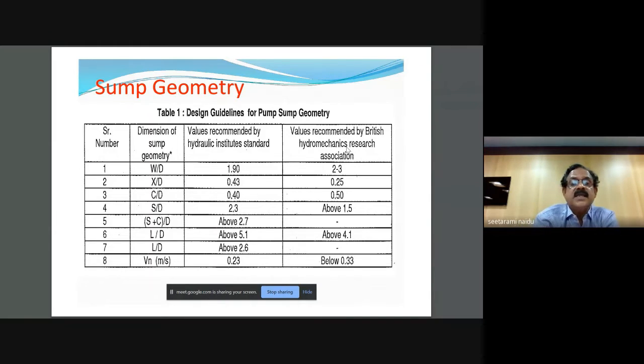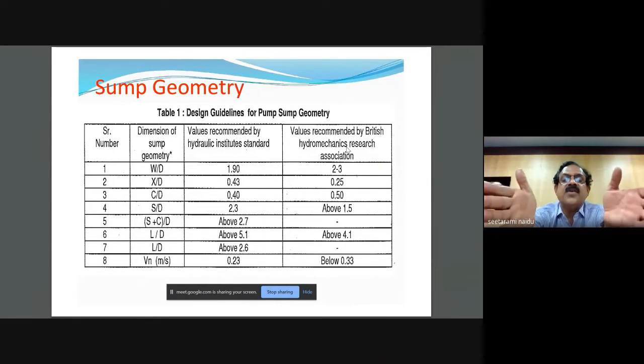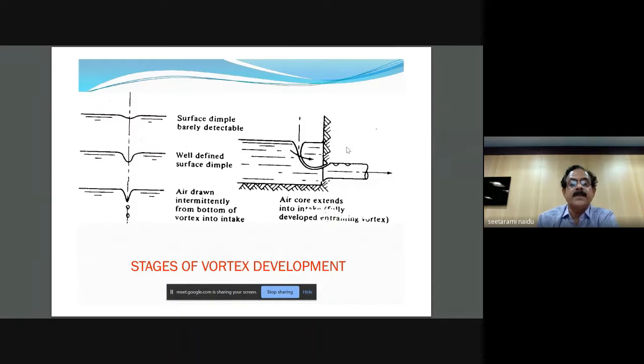The submergence above 2.5 is better. Length can be 5 times the diameter. These are the recommendations from the two standards. If you base the design of a sump on this, there should not be any problem in the operation of pumps, and you are safe. Including the velocity range, it is 0.3 meter per second. Here 0.33. So around 0.3 is a very good, safe approach velocity of water in the sump.